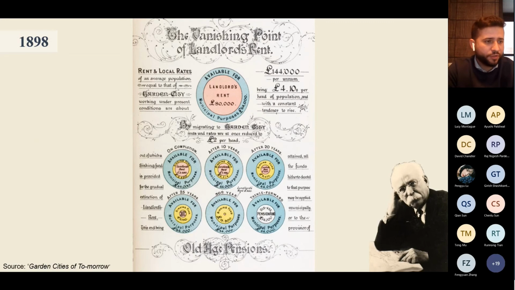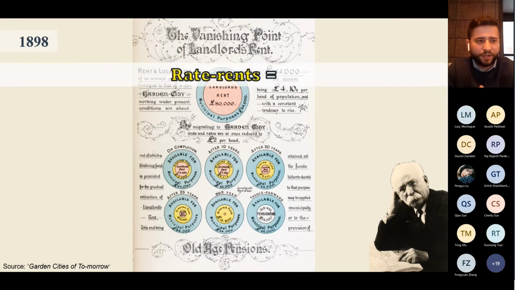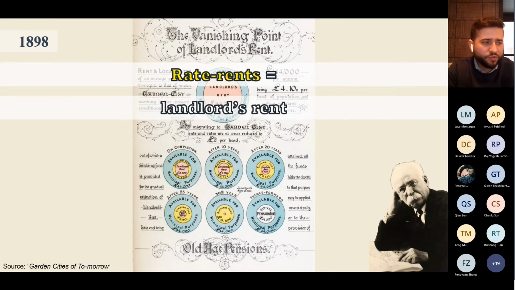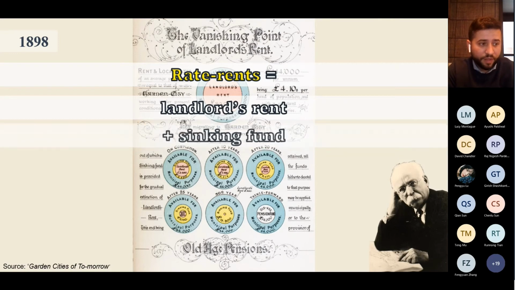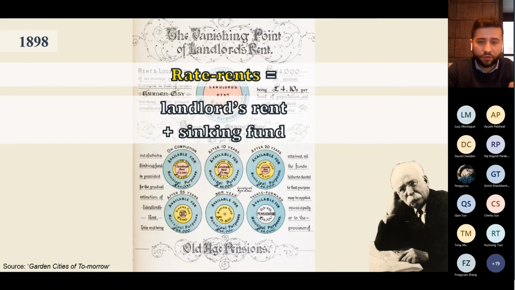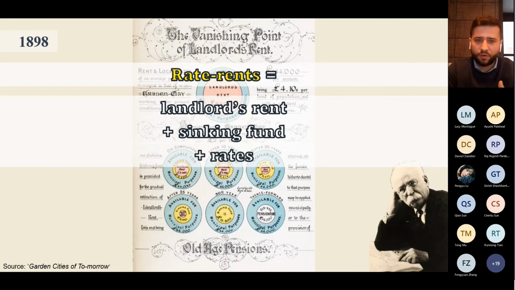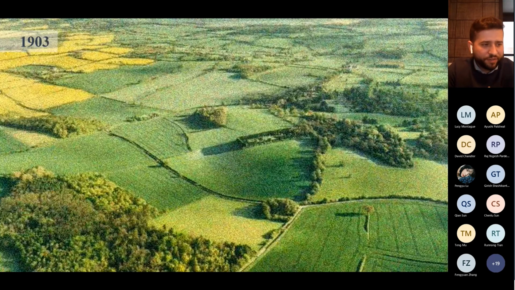This way, the rents paid by the tenants of the garden city could be deemed, according to Howard, as great rents, which would cover the interest on debentures or landlord's rent, and would refund the money spent in the purchase of the estate or sinking fund, and would be devoted to public purposes or rates.